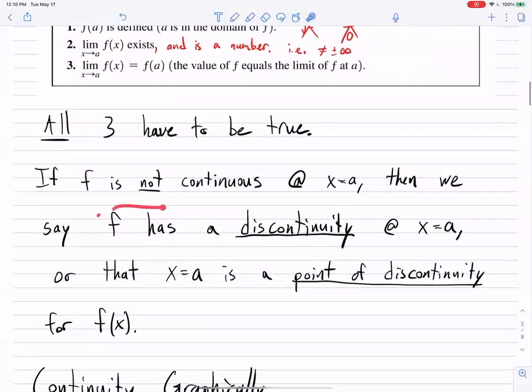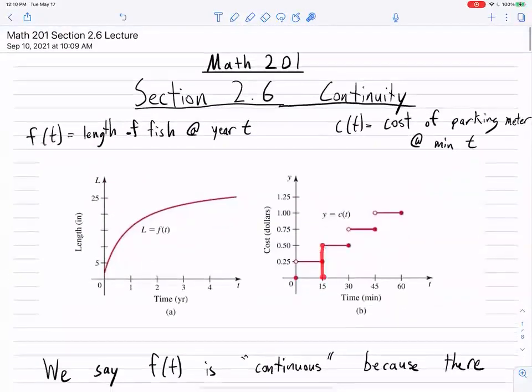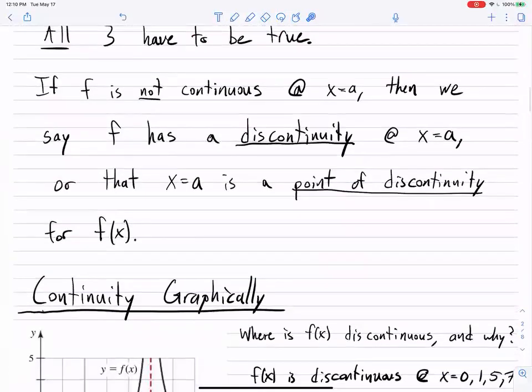If f is not continuous at x, then we say f has a discontinuity. Going up to this example, these are the discontinuities: t equals 15, t equals 30, and t equals 45. Those are discontinuities because that's where the function is not continuous. We call it a discontinuity or a point of discontinuity.